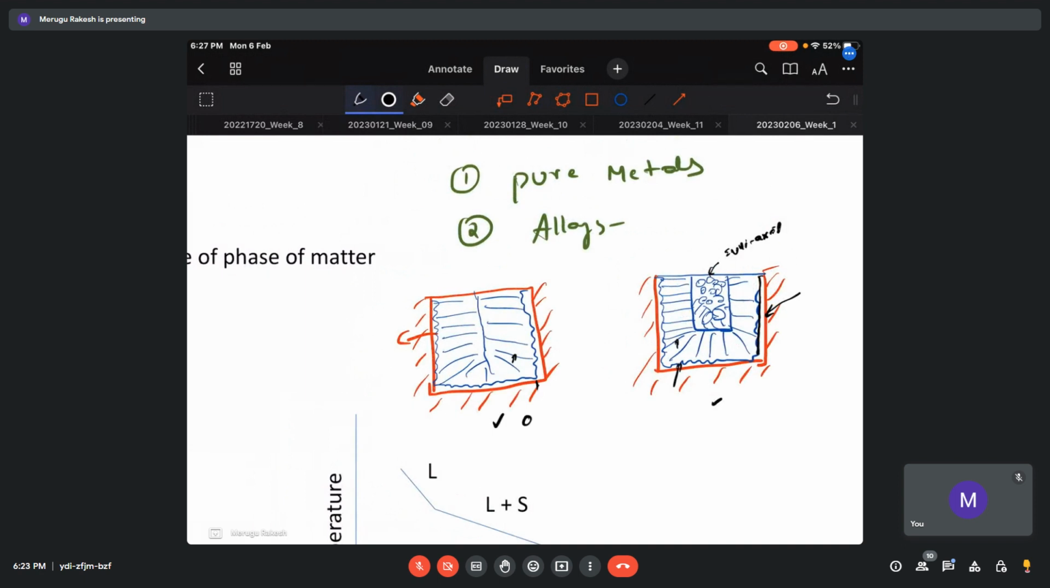Okay, let me label them A and B. Which one is the pure metal in these two microstructures? If you have any doubt, just ask me. I will explain again. I will ask the question again. Pure metal is A, correct? Anyone else? A is a pure metal. Yes, let others answer.